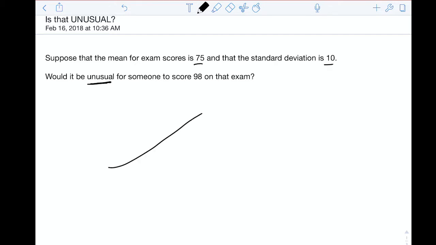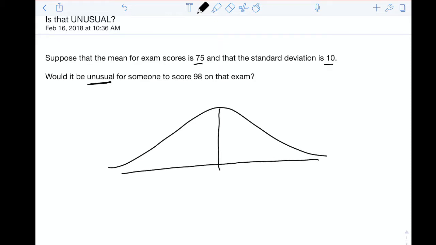We're going to assume that there is a normal distribution, which means that in the middle goes the mean of 75. Then the scores are going to have some variation. So if you add the standard deviation of 10, and then you do this a second time, so in other words, take the mean of 75 and add on 2 standard deviations, then this cutoff point right here is what's considered unusual.